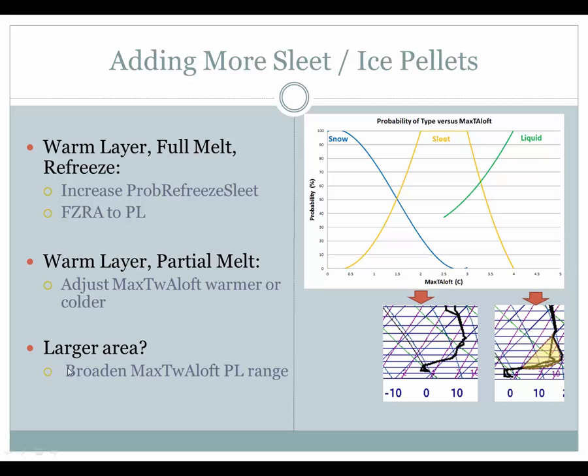The other way, maybe you have a larger area of sleet than you had thought, and so you could broaden your maximum wet bulb temperature aloft in that 1 to 3 Celsius range. Just spread it spatially out to create a larger area of sleet.